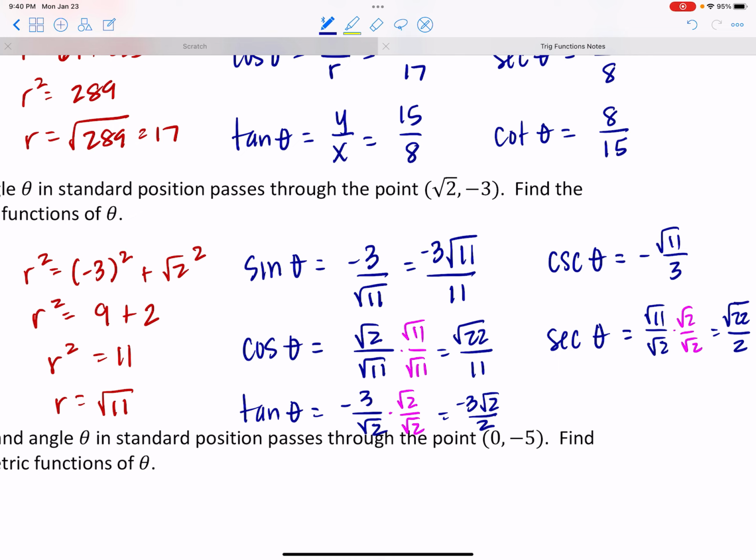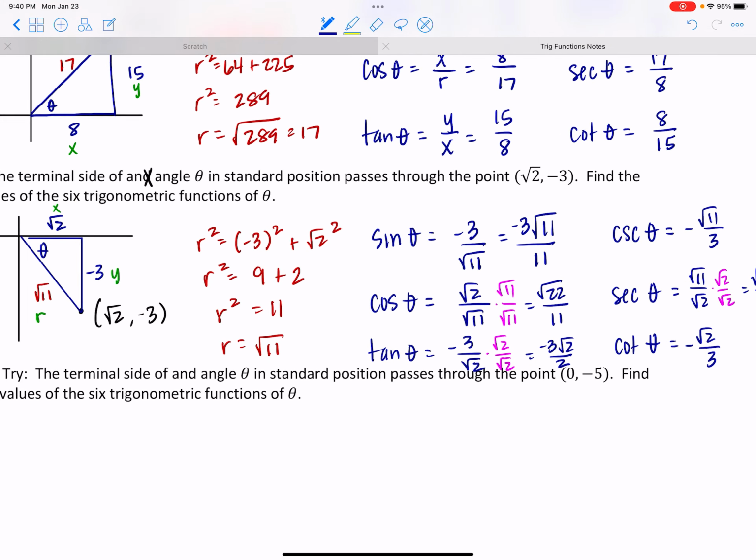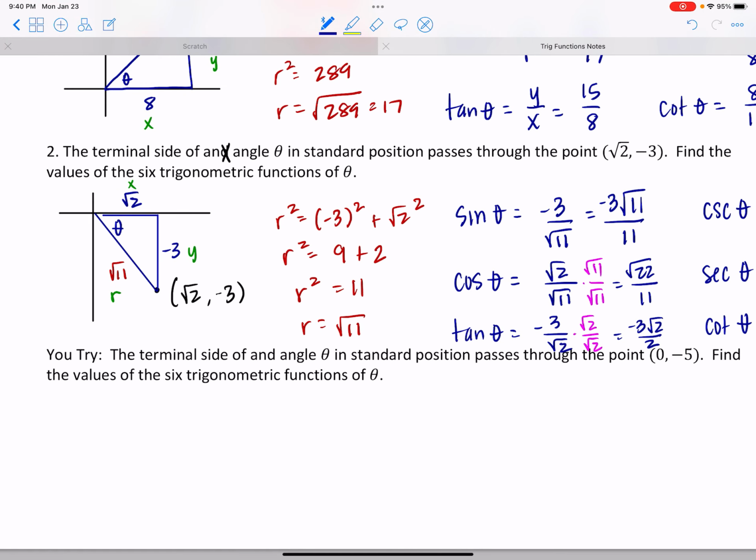Okay, so then the next one is cotangent. Again, reciprocal of tangent. So I'm going to take the reciprocal of this version so I don't have to rationalize once again. That's going to be a negative radical 2 over 3. Alright, so hopefully not so bad. Again, a good place to pause the video to try this out.